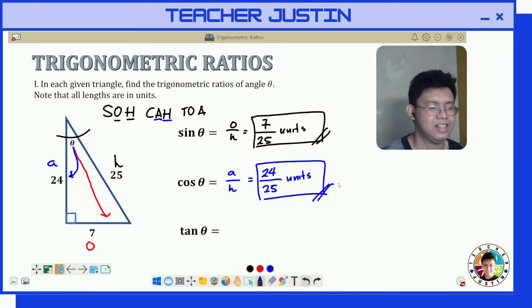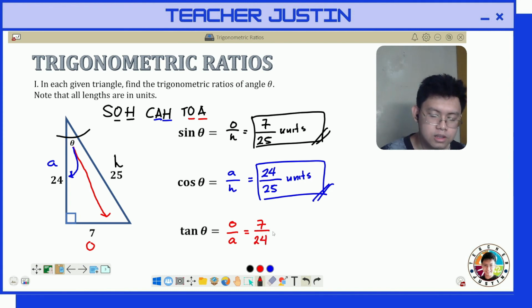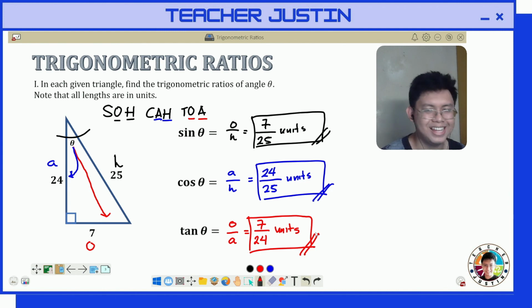And last one, let's identify our tangent theta. Tangent theta is opposite over adjacent. So O over A. Let's substitute. O is 7 over A, which is 24. So our tangent theta will be 7 over 24 units. And that will be our final answers.